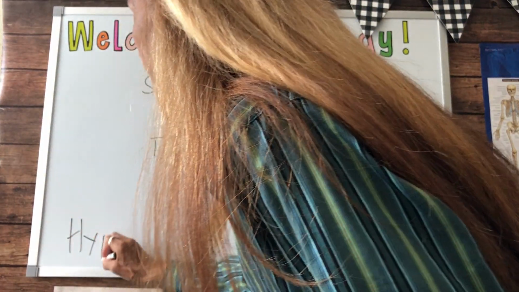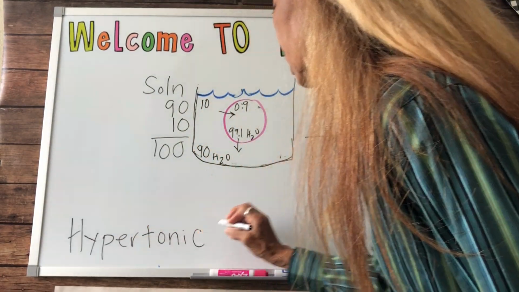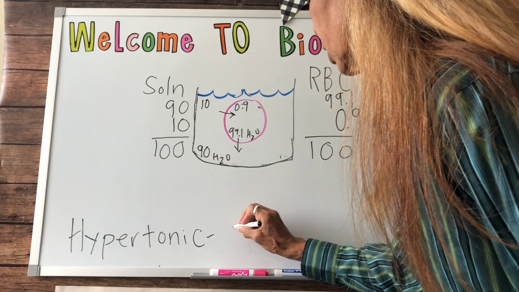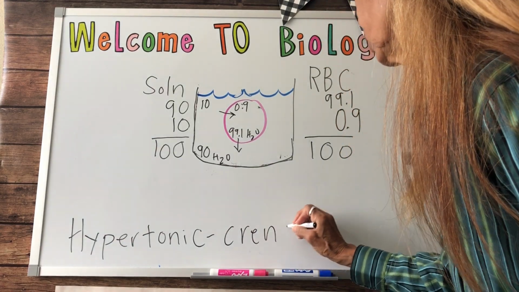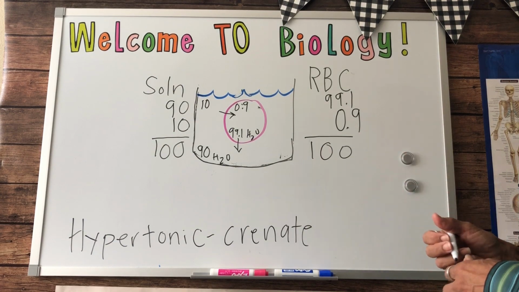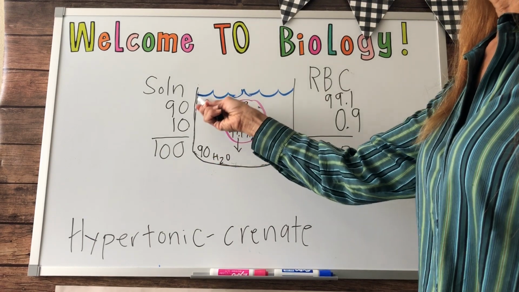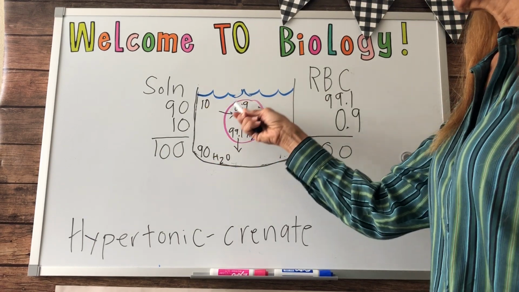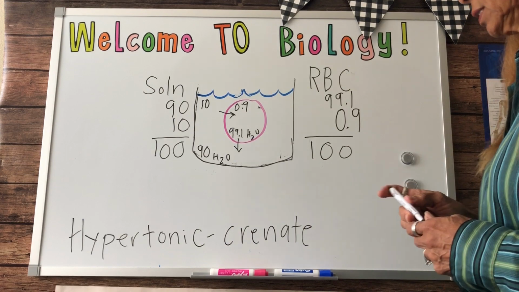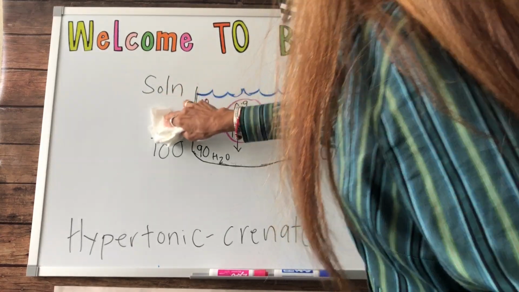And in this case, this is something we call hypertonic. And think of it, it causes the cells to crenate. That's a word that you need to know. It means shrivel up or lose all of its water content. So this would be called a hypertonic solution, where the salt concentration on the outside is much higher than the salt concentration inside the red blood cell. That's hypertonic.